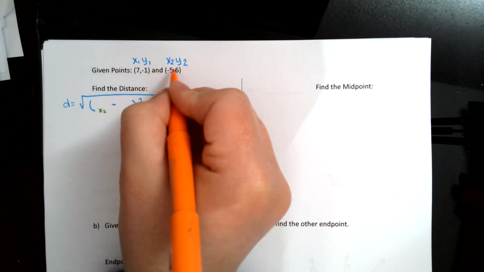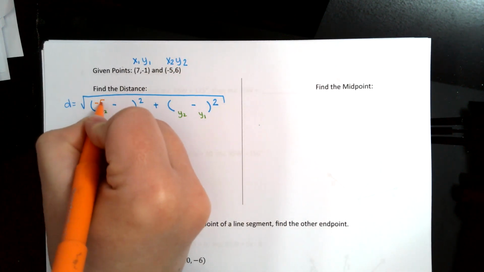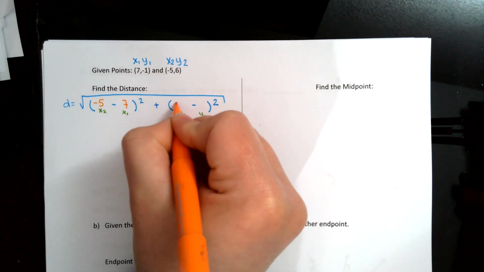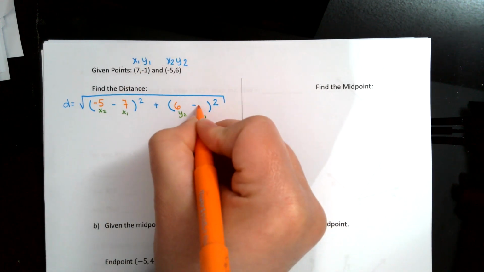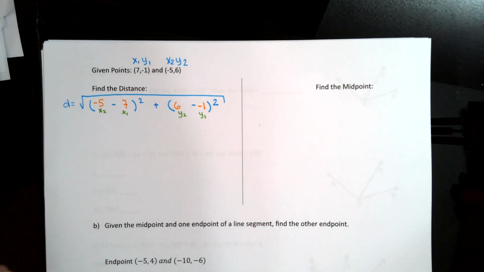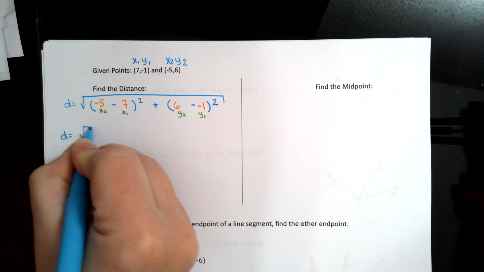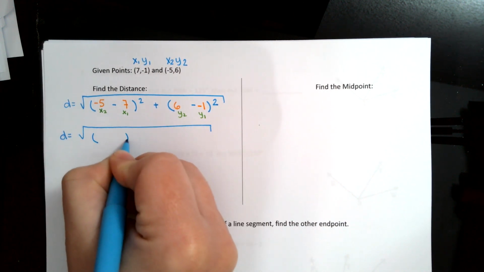So that way it's easier to just look. So x2 is -5, x1 is 7, y2 is 6, y1 is -1. Notice how we do have a double negative here, so be careful. But if you are using a calculator, you can just type this in. I'll show you here in just a few moments how that would look. Make sure that you still have your squares.